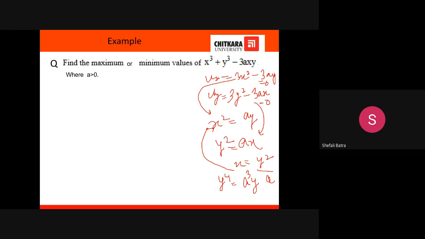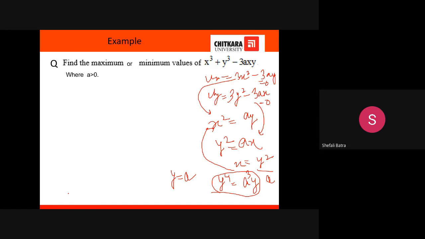We have evaluated ux, uy. Equate this equal to 0, equate this equal to 0. And from here, you'll be getting x square is equal to ay, and from here, y square is equal to ax. So you need to simplify these equations simultaneously. So you will be putting the value of x from here and putting it in the other equation. Or the other way you can do it, get the value of y from here and put it here. So from here, what you will be writing? y is equal to a.